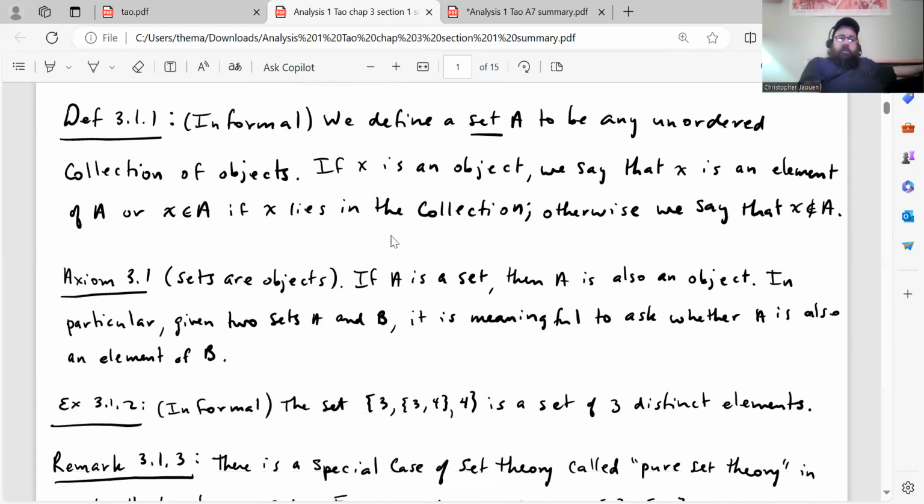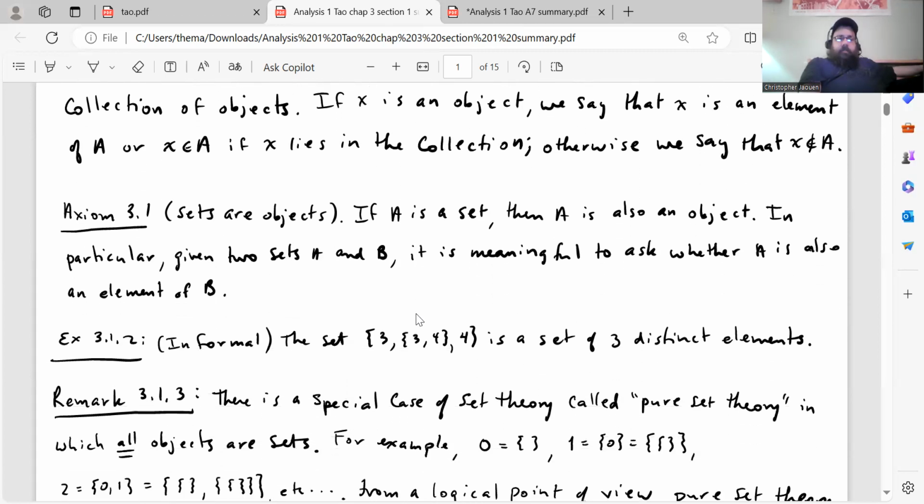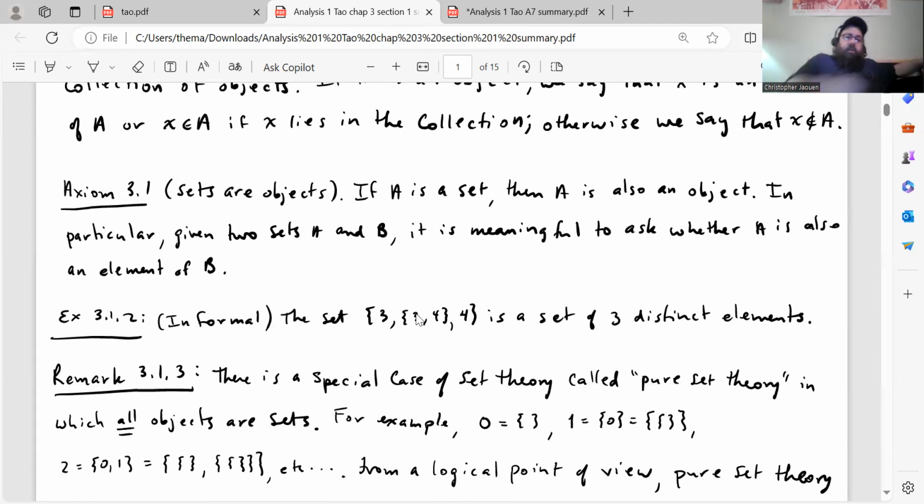And we start right off the bat with our first axiom. The first axiom says that sets are themselves objects. So if A is a set, then A is also an object. In particular, given two sets A and B, it is meaningful to ask whether A is also an element of B.